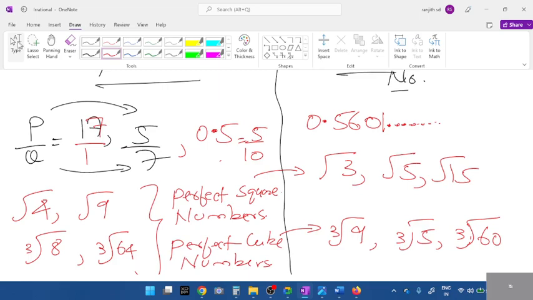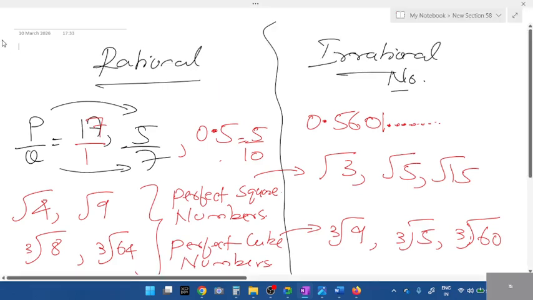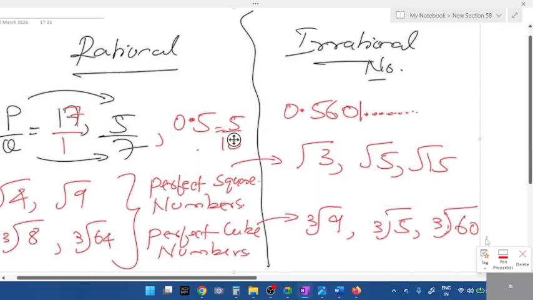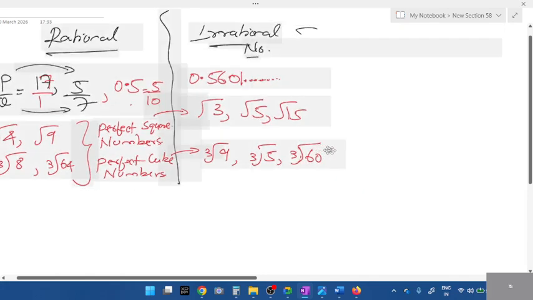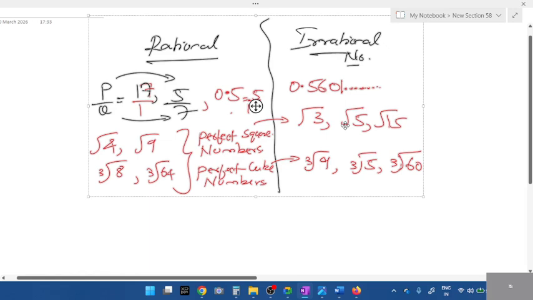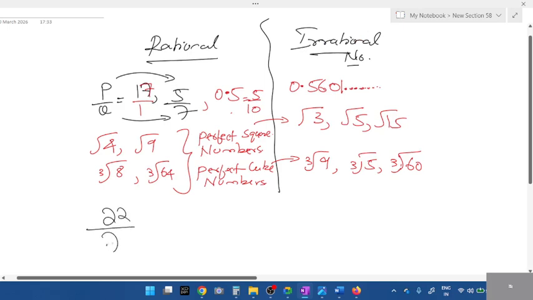Make a note. All of you will make a note. Write it. What about 22 by 7? And what is pi, students? Pi and 22 by 7. 22 by 7 has a numerator and denominator. Yes, it is a rational number. Pi is irrational. That's it. Complete this. We'll solve a few questions based on this.